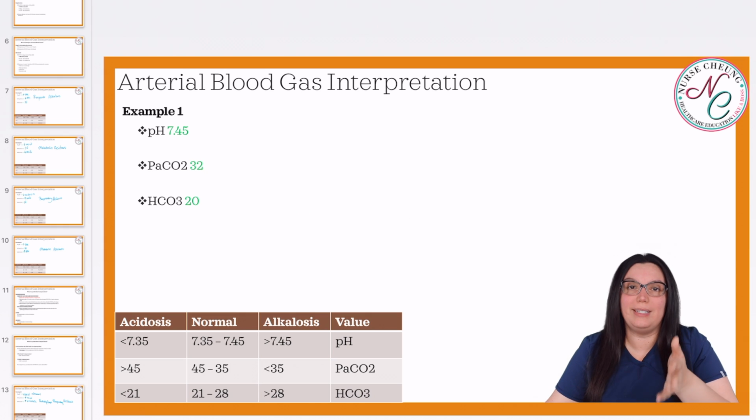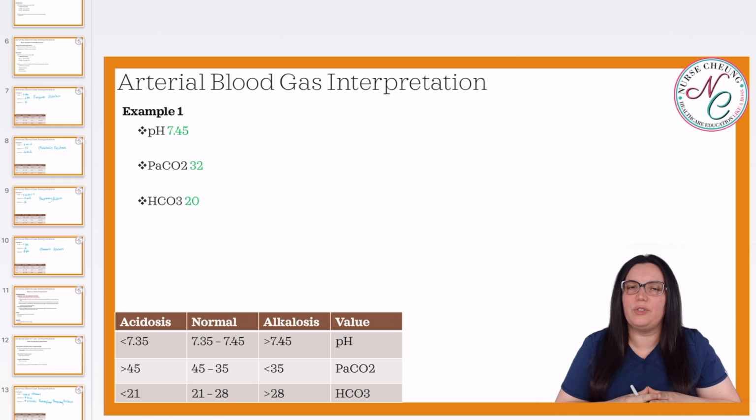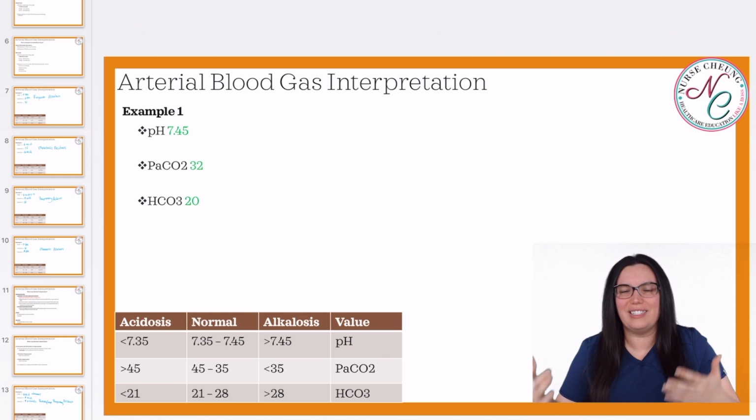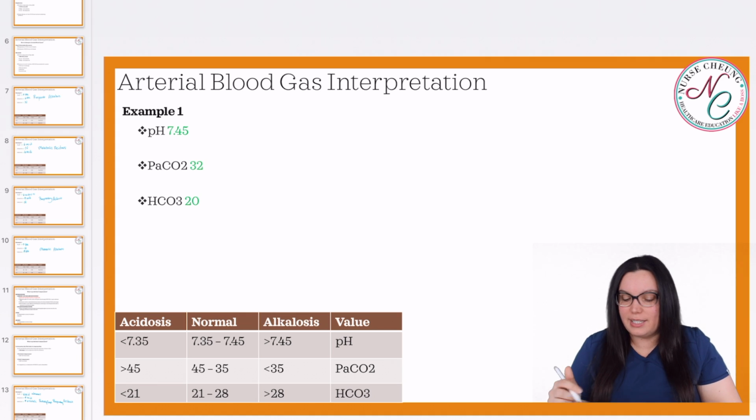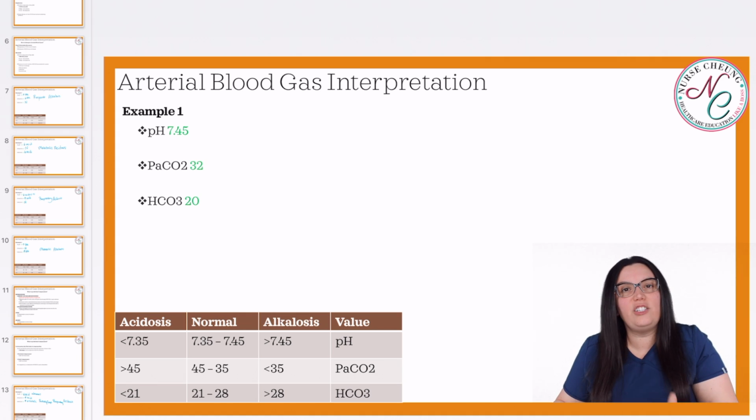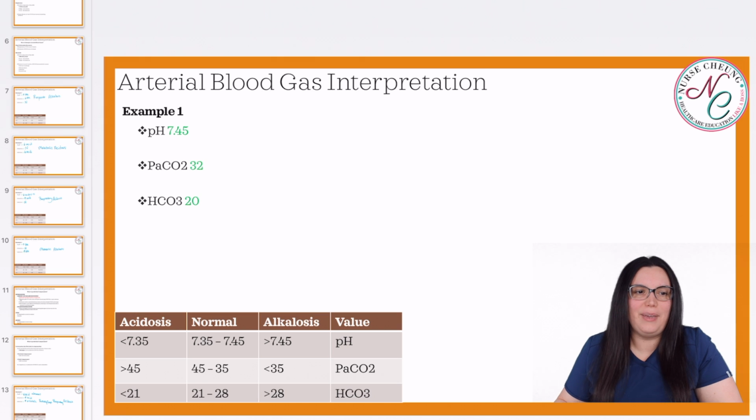So let's move on to example 2. I know that last example was probably a little bit overwhelming, but I promise we're going to do more practice questions in the future. So let's take a look at example 2. We have a pH of 7.45, a PaCO2 of 32, and an HCO3 of 20.